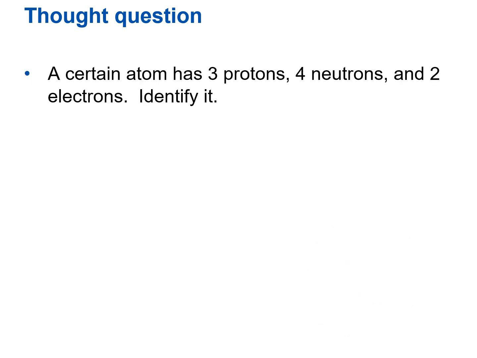Let's do this one. A certain atom has 3 protons, 4 neutrons, and 2 electrons. Identify it. When I say identify it, that means what element is it? What's its mass, so we can identify the isotope? And let's talk about its charge as well. So we're going to focus on the number of protons again to tell us what element it is. And element number 3 is lithium. And now let's think about what isotope of lithium it is. So what is its mass?